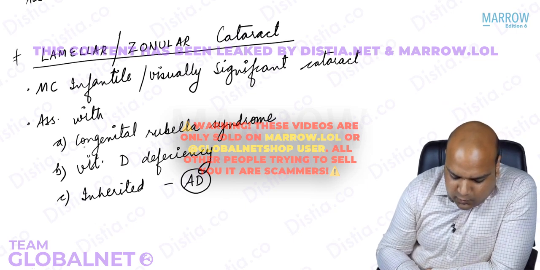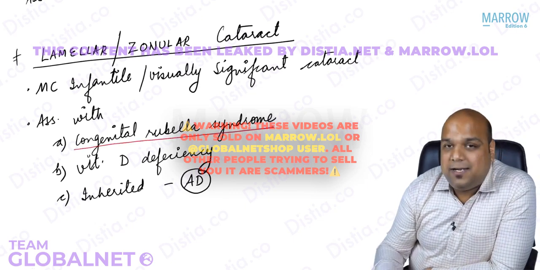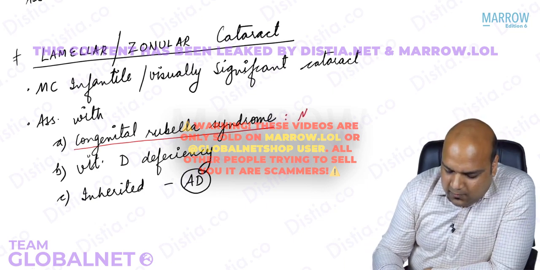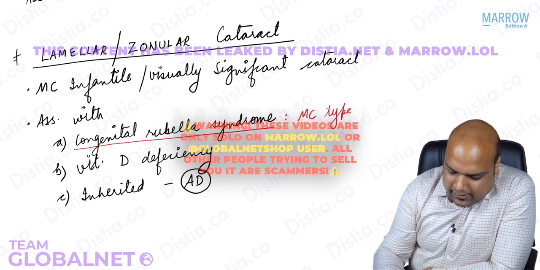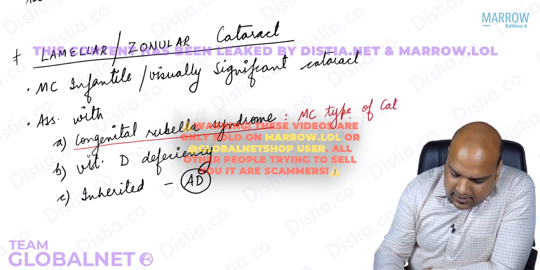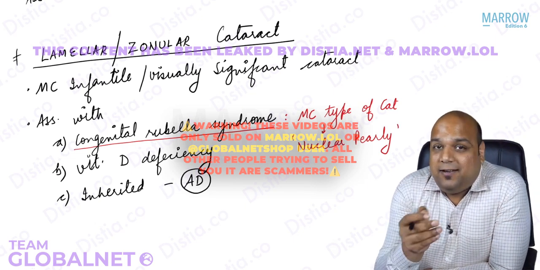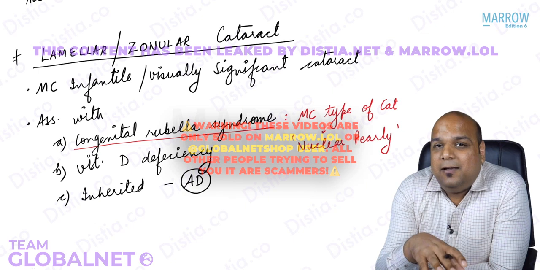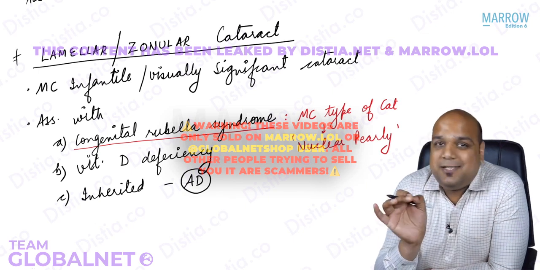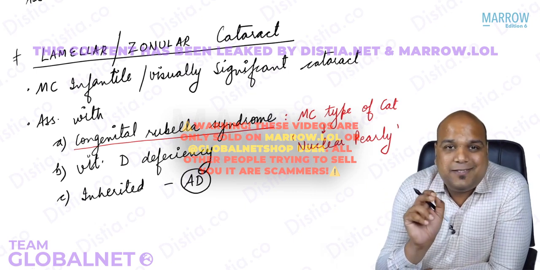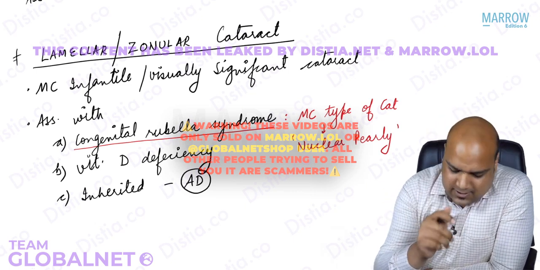Even though I have said that the most common association is with congenital rubella syndrome, but please remember, congenital rubella syndrome, what is the most common type of cataract? The answer is nuclear pearly. So please remember two different questions. Lamellar cataract is associated with congenital rubella, but congenital rubella most common is not lamellar, it is nuclear pearly. Okay, don't get confused between the two questions. Read the question carefully if it is asked to you.